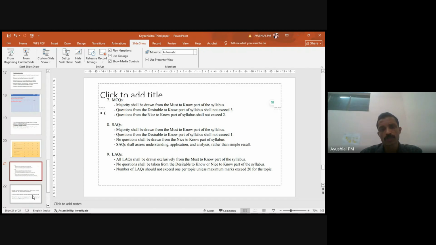So as I told earlier, MCQ can be expected from all the points, even must to know points, desirable to know points, and nice to know points. SAQ, you can expect the majority of the SAQ to be drawn from the must to know points of the syllabus. So in the syllabus description, you can see what are the must to know points, what are the desirable to know points, what are the nice to know points. Okay. So SAQs, short 5-mark questions, most of the questions will come from must to know points. And questions from the desirable to know part of the syllabus shall not exceed 1, only 1 question. For every syllabus point, you can expect a maximum of 1 question from desirable to know points. No question shall be drawn from nice to know points. No question shall be drawn from the nice to know part of the syllabus.